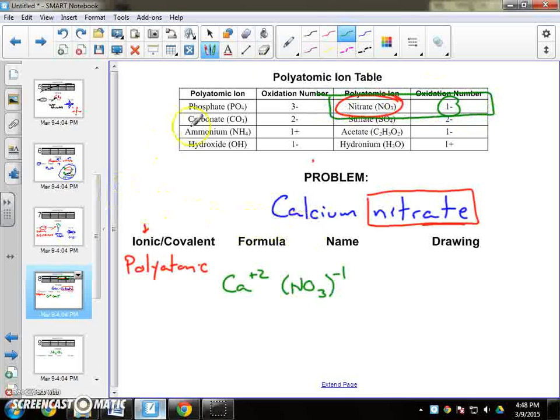Okay, so from here, all we're doing is crisscrossing. This 2 comes down to the outside of the parentheses. This 1 is coming down to the right of the calcium, so I'll end up with a Ca invisible 1, and then an NO3 in parentheses with a 2 outside it. And so again, I'm getting rid of that 1, and it turns into Ca(NO3)2.